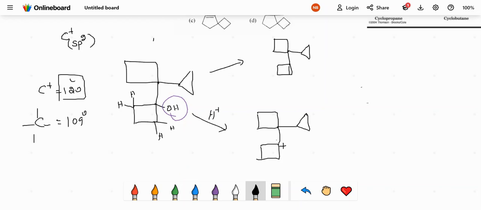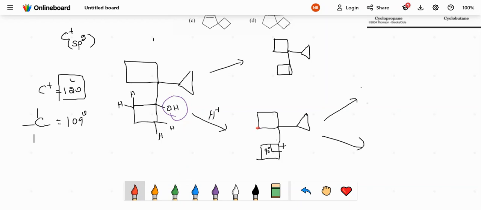But in that ring, if the carbocation is present there, what will happen? Only 90 degrees is there. So the repulsion will be more, the carbocation will be less stable, so it will rearrange itself to form the more stable carbocation. Two possible rearrangements are there. Let us see one possible rearrangement.